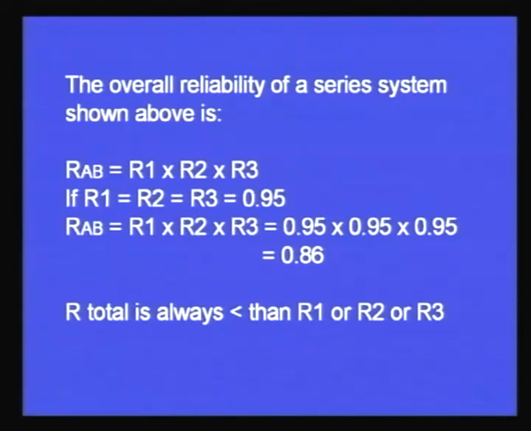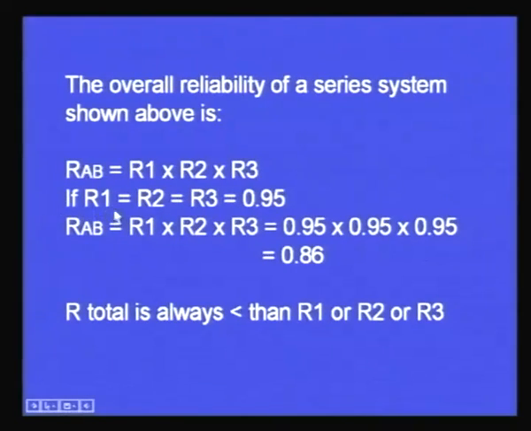The overall reliability of a series system shown above can be calculated as the reliability for the system AB, which is the reliability of component 1 multiplied by the reliability of component 2 multiplied by the reliability of component 3. We have already seen that it is a probability function, so the value is going to lie between 0 and 1.